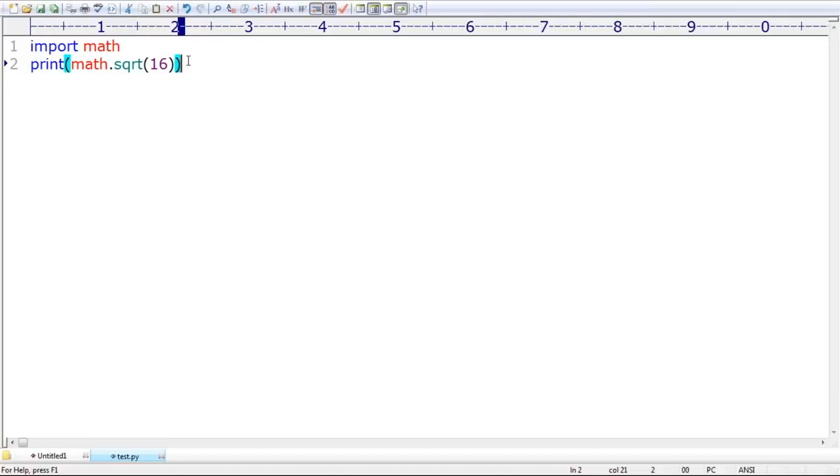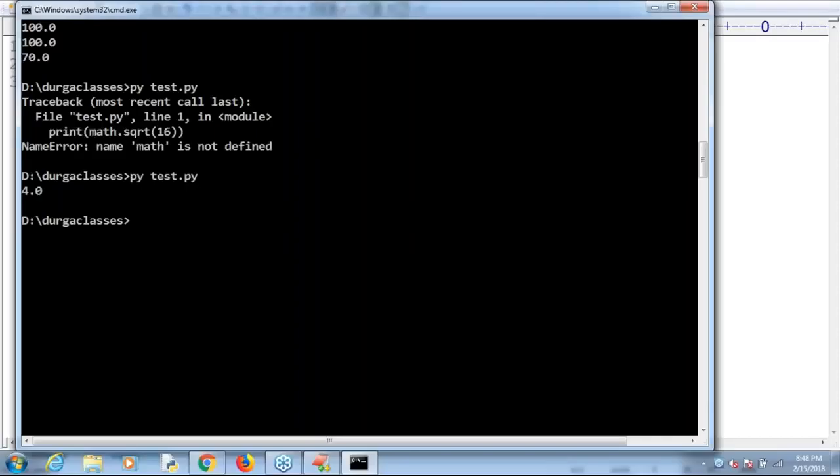Now math dot pi. What is this one, sir? Math dot pi. Can anyone please tell what the pi value is? 3.14159 something like that. This is the output by default you will get. Clear, right? Okay, that's all.